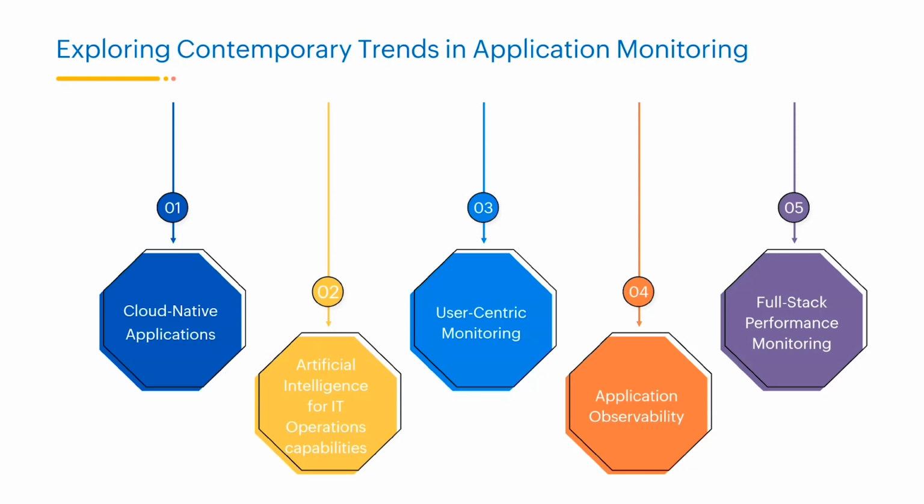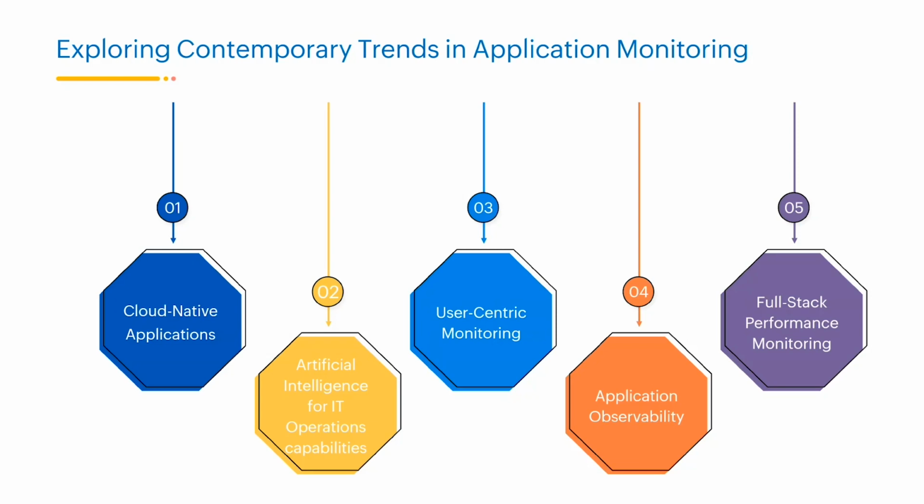Artificial intelligence for IT operations capabilities. In the context of application performance monitoring, artificial intelligence and machine learning are recently used to enhance and automate IT operations, such as anomaly detection. Also, this helps to identify unusual deviations, automate IT tasks, and perform predictive analysis for potential future issues using historical data. Optimizing resource allocation and scaling will happen based on real-time performance monitoring.